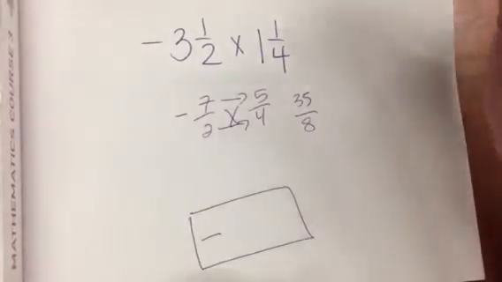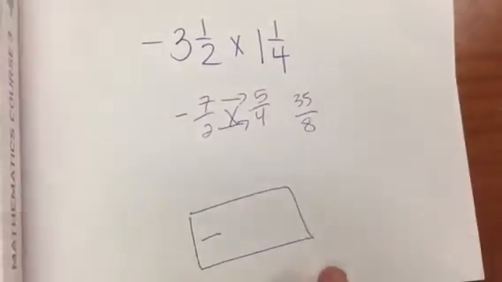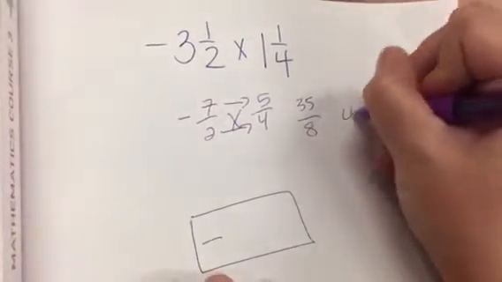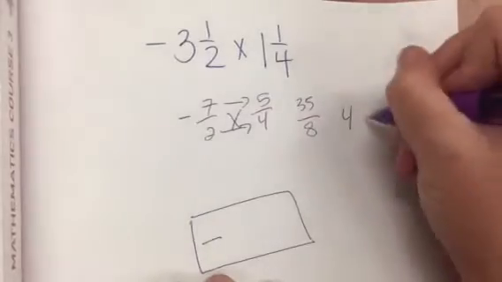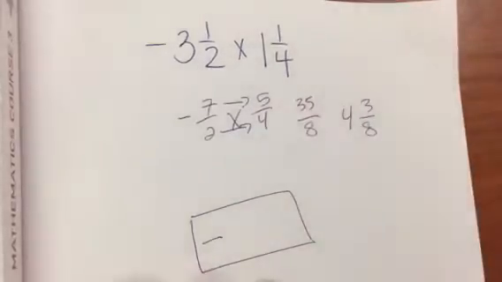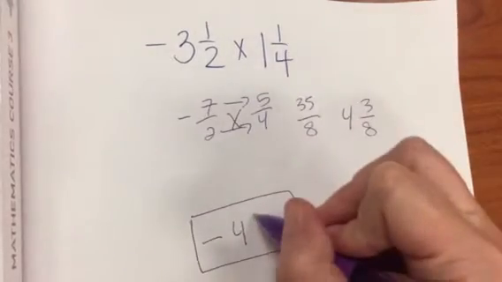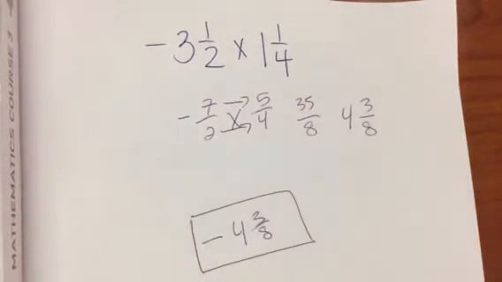Okay, so now we've got 35 over 8. It's improper. So how many 8s do I have in 35? 4. And what am I left with? 3. So 3 eighths. Is that simplified? Yes, it is. Let's put it in my finished box, because that's where my negative sign is, and I'm done.